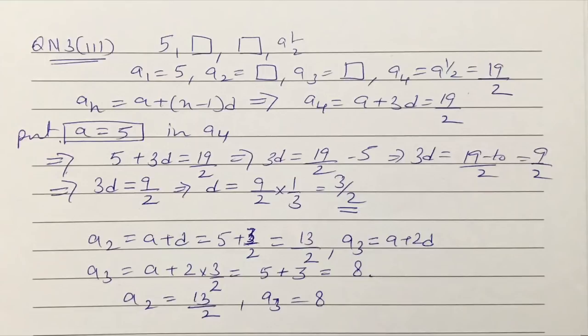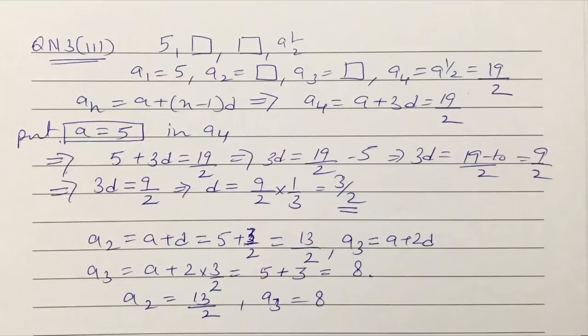Transposing 3 from LHS to RHS. 3 is multiplied on the left hand side. So when you transpose 3 to the right hand side, it should be in the denominator. So it is 9 by 2 into 1 by 3, which is 3 by 2. So here the value of the common difference is 3 by 2.